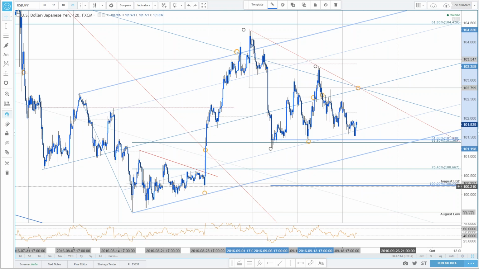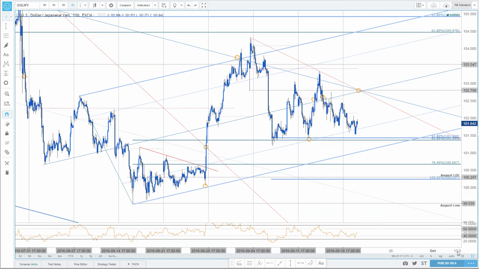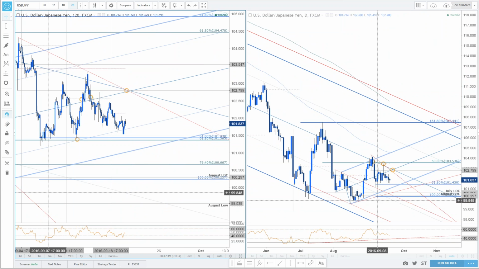A wash out sub 123, I'm just not interested in touching it. In that type of scenario, you're likely to see this thing really fall apart.